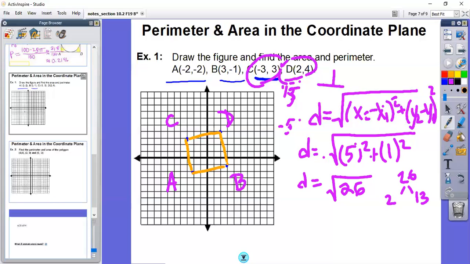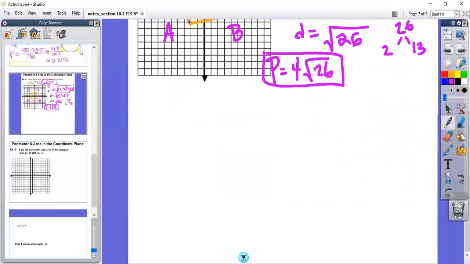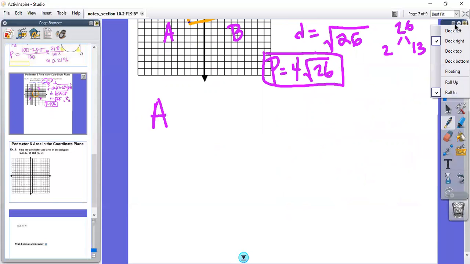So my perimeter is going to be 4 of those. So I'm just going to take 4 times square root of 26. You could also do square root of 26 plus square root of 26 plus square root of 26 plus square root of 26, which would give you the exact same thing. Okay, and then the other part that we were asked to find was the area. And so we want to know, what is the area of the square?